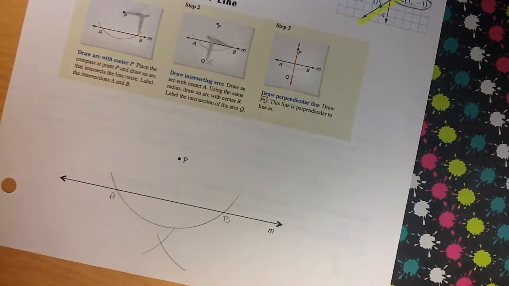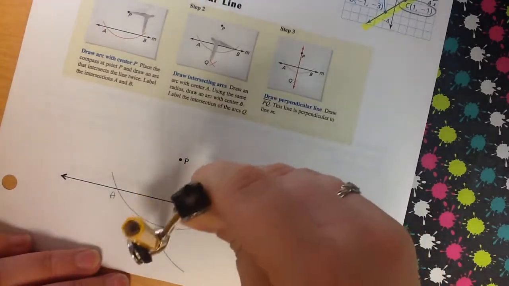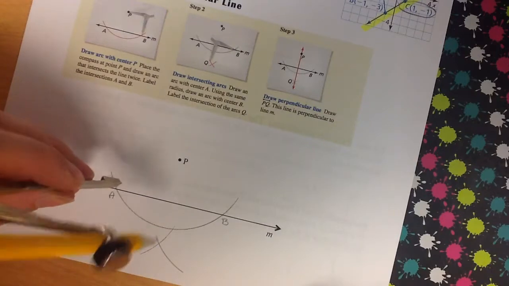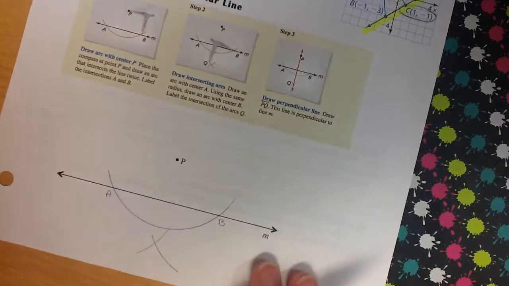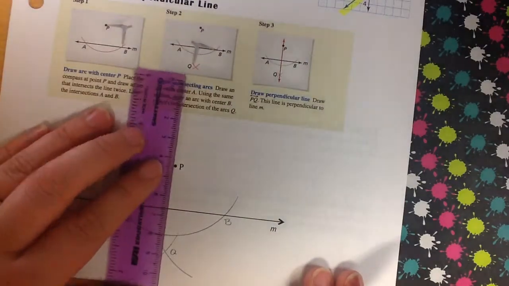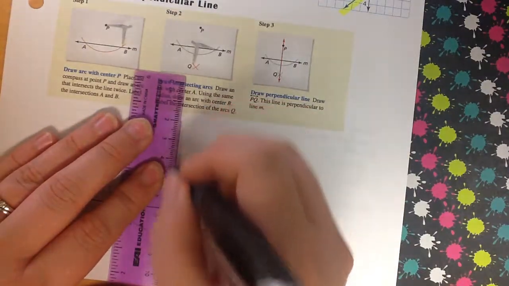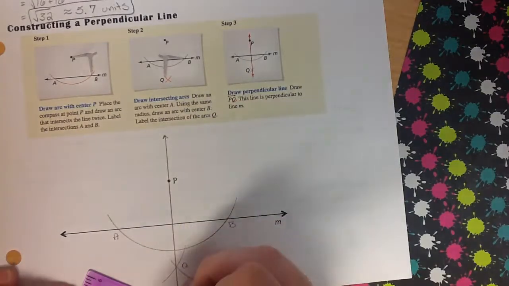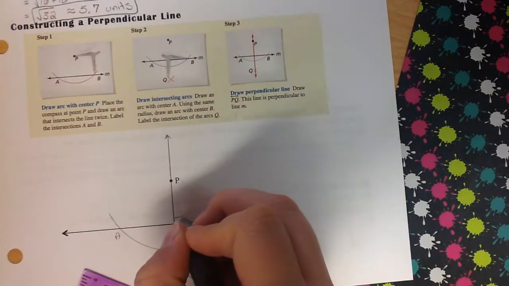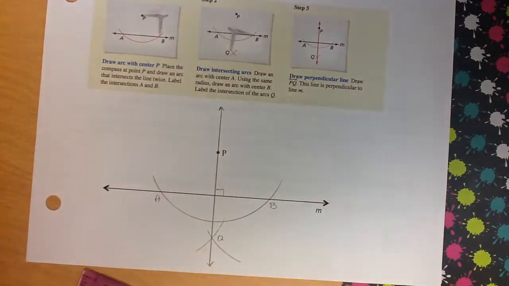These 2 arcs should intersect. If they don't, then you didn't stretch your compass out far enough. So again, I put my compass point at B, draw an arc, at A, draw an arc, and then they intersect. Let's call this intersection point Q. I connect P to Q, and guess what I have just made? I have just made a 90-degree angle. These are now perpendicular, so I can draw my little perpendicular sign in there. Okay, so those are now perpendicular.